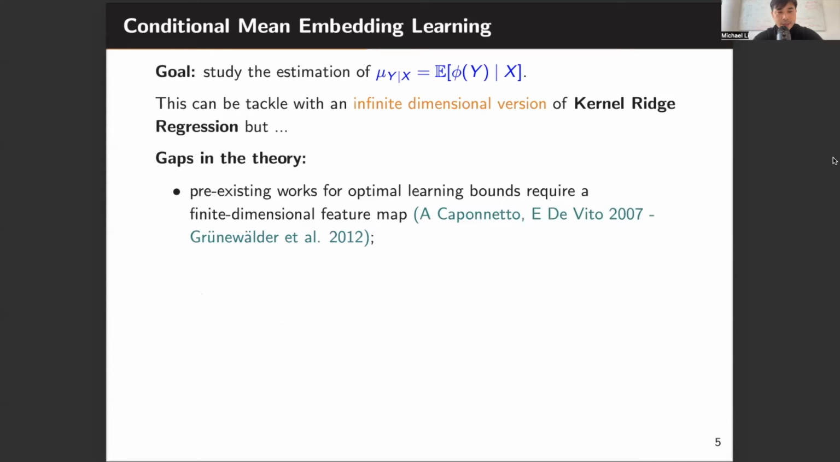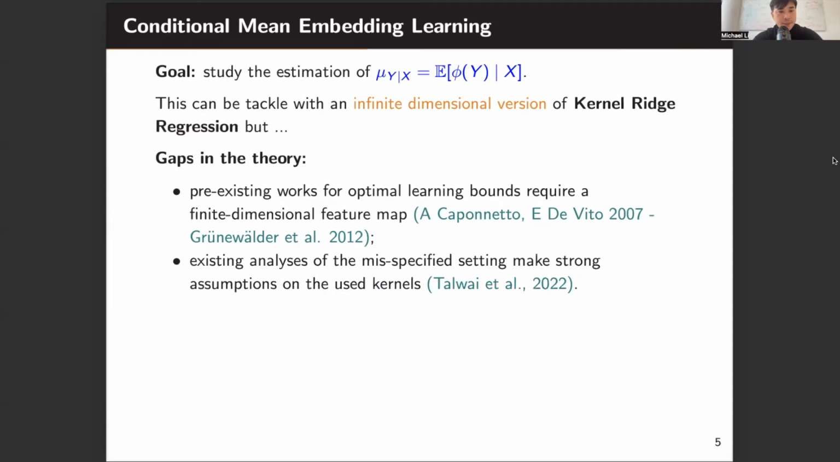The first thing is that pre-existing works for optimal learning bounds require a finite dimensional feature map. This can be seen from Caponnetto 2007 and Grünewälder 2012. And secondly, existing analyses of the misspecified setting usually make strong assumptions on the used kernels, as can be seen from Li 2022. Typically we assume a specific eigenvalue decay of the kernel, which is infeasible in practice.